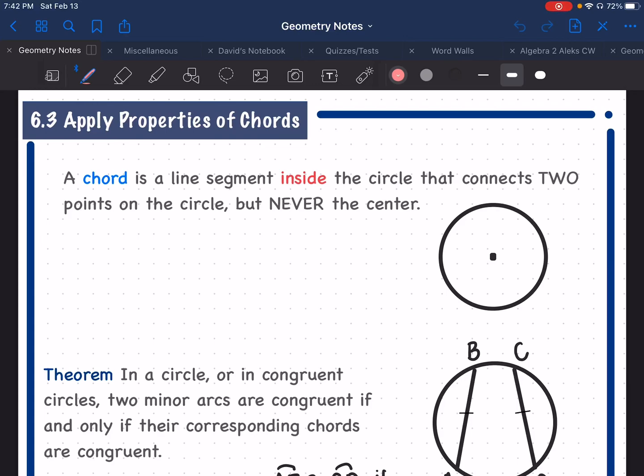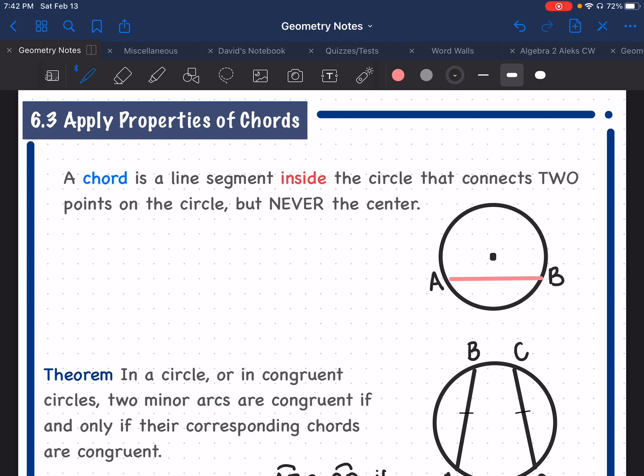Today's lesson is 6.3, Apply Properties of Chords. So let's go ahead and review the definition of a chord. A chord is a line segment inside the circle that connects 2 points on the circle, but never the center. So here is an example of a chord. From one side to the other, you could call this point A and this point B, and then we can start talking about that chord.